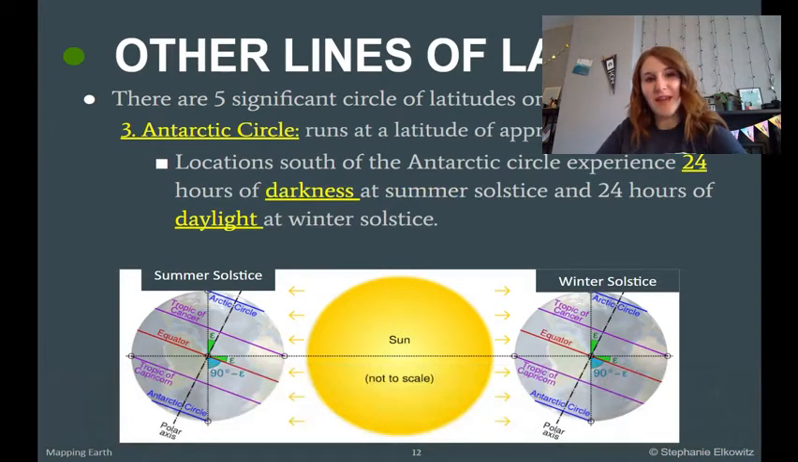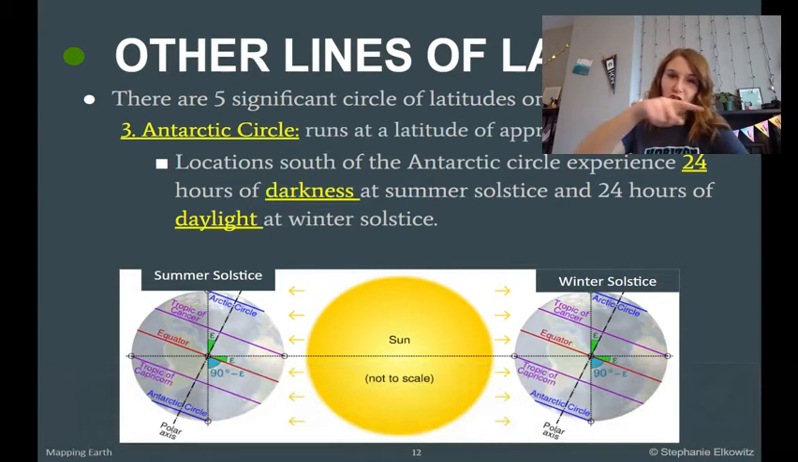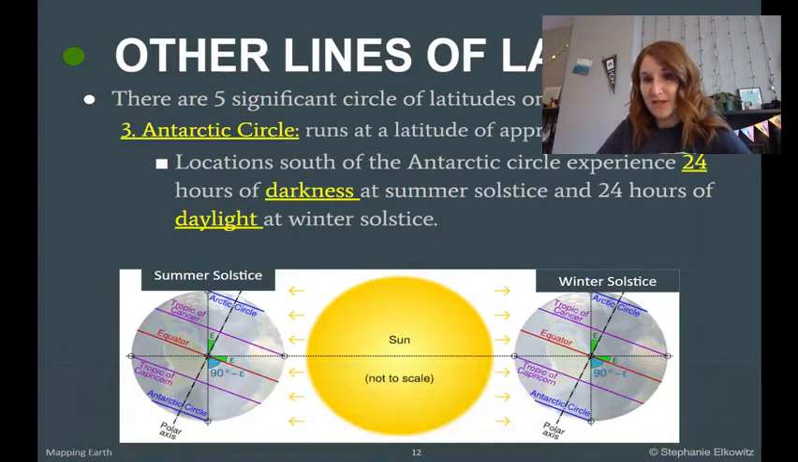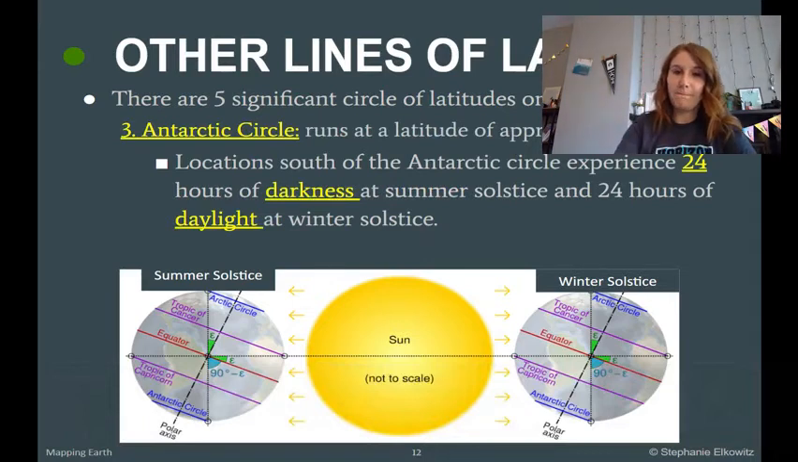Number 3, the Antarctic Circle runs at a latitude of approximately 66 degrees south. The Antarctic Circle is the imaginary line that runs around Antarctica. Locations south of the Antarctic Circle experience 24 hours of darkness at summer solstice, opposite of the Arctic Circle, and 24 hours of daylight at winter solstice.